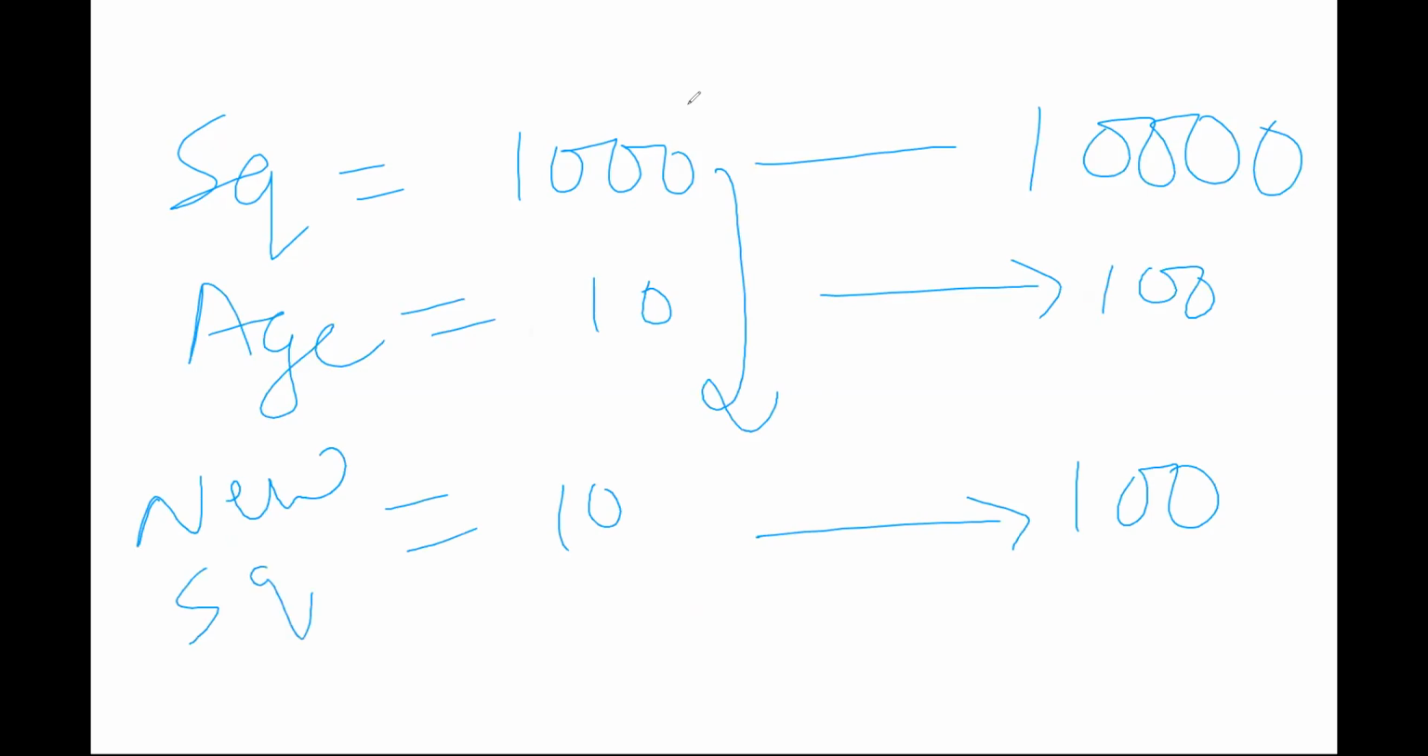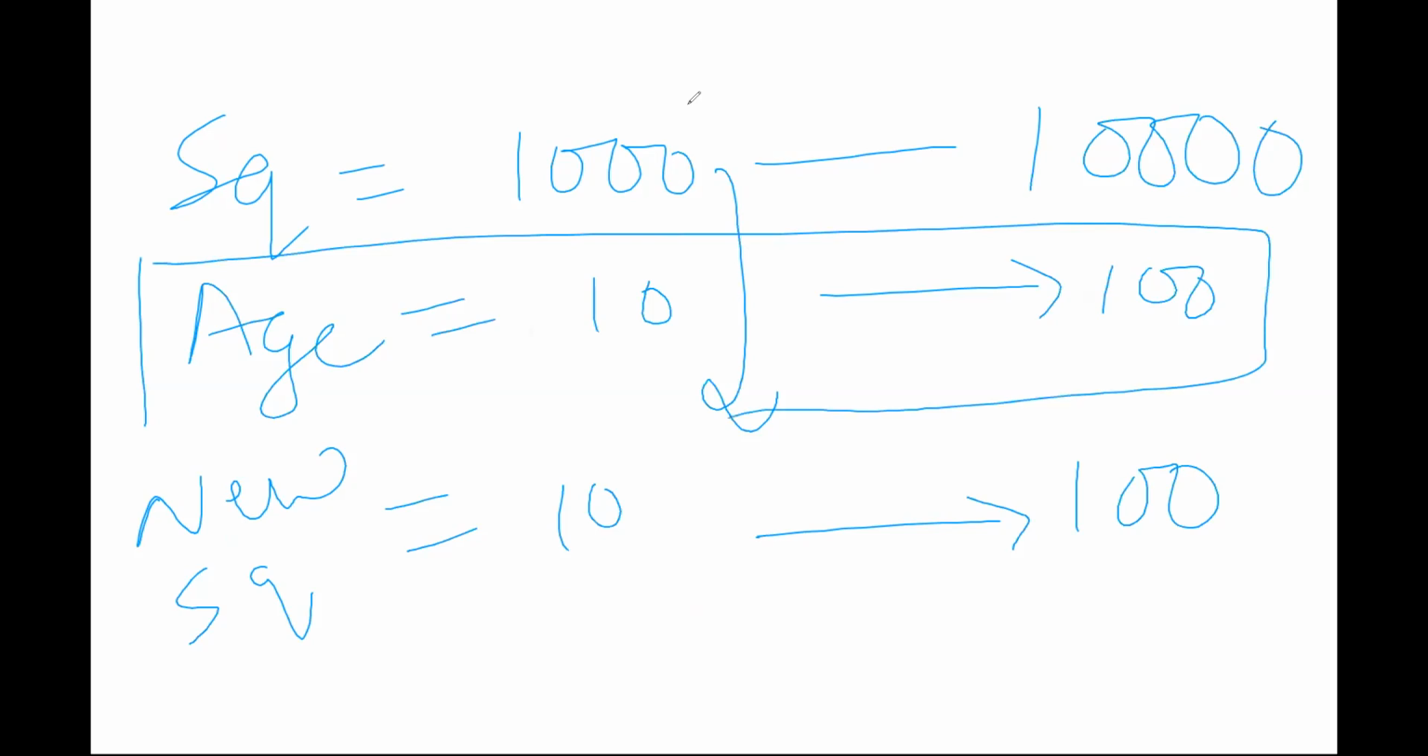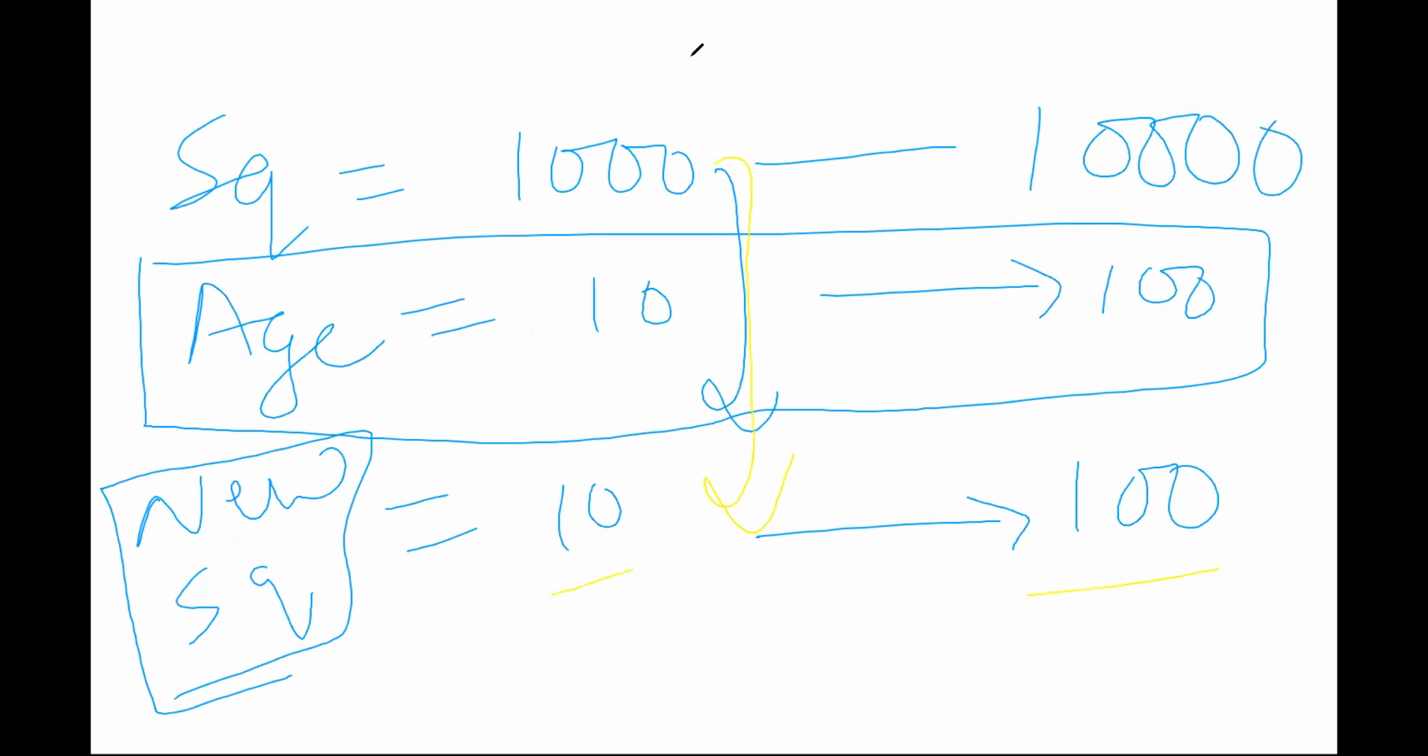Understood what I am trying to do? Yeah. I had this age feature, ranging from 10 to 100, and my square feet ranged from thousands to 10,000. So to make the new square feet feature of the same digit range as age, I am converting the square feet to a new value ranging from 10 to 100.